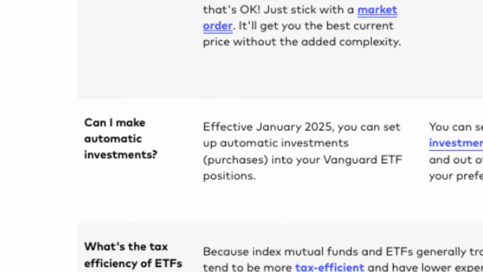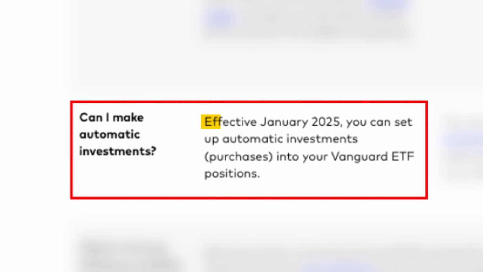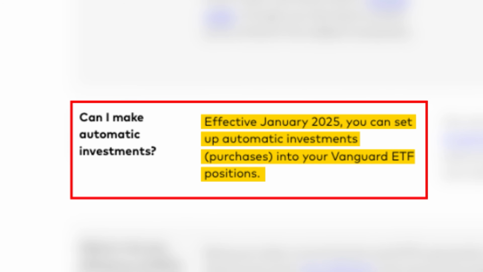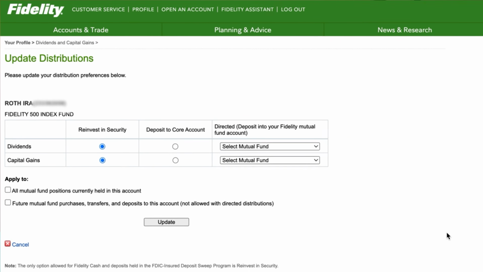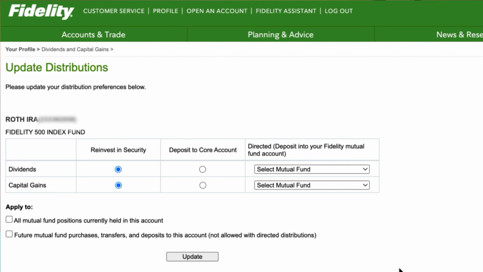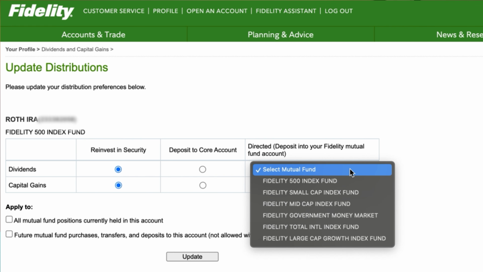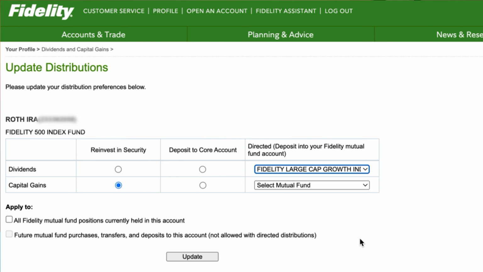Which, fun fact, just recently, Vanguard posted that effective January 2025, you can set up automatic investments into your Vanguard ETF positions. And not to mention, one unique tool that I know at least Fidelity offers with mutual funds is that I could direct the dividends from any of my mutual funds to be deposited directly into a different mutual fund. So if I wanted my S&P 500 dividends to be directed to my large cap growth fund, I very well could do so.